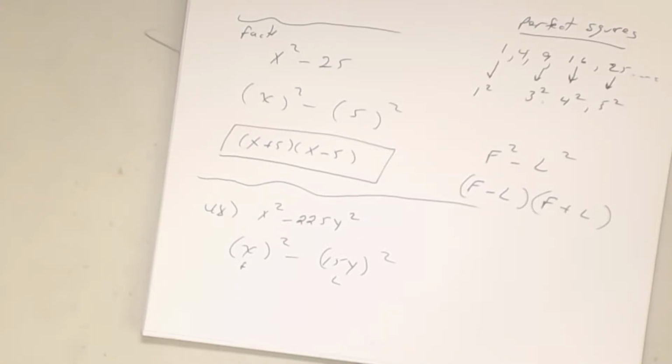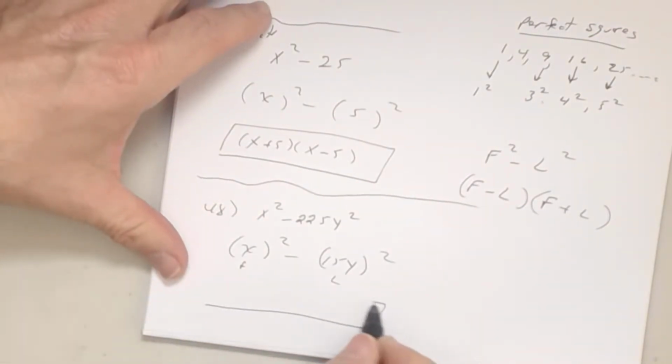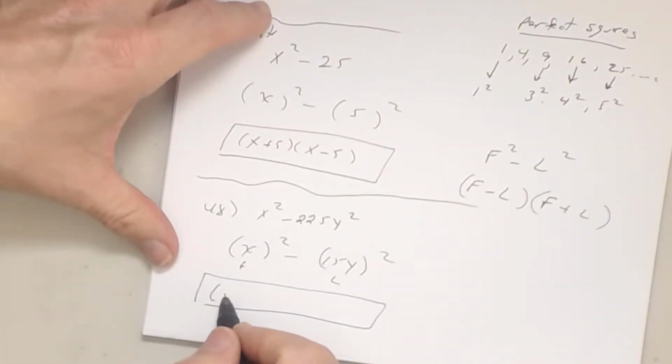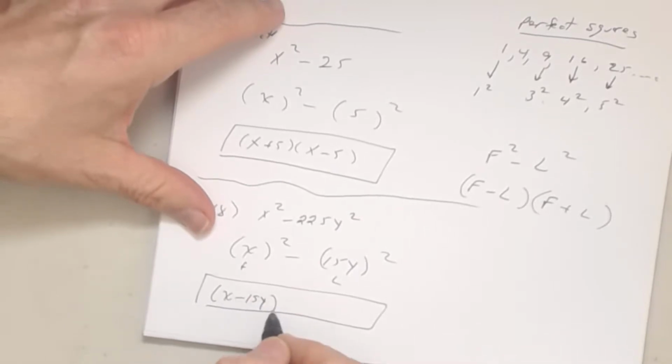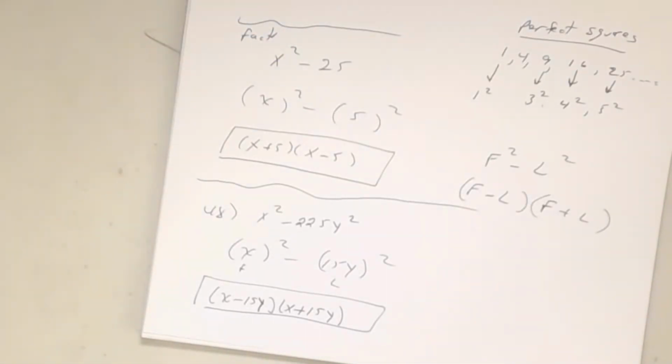Now I can factor. What is the answer? F minus, x minus 15y. Sorry. It's all right. That's y. And x plus 15y. That's it. There's your answer. Okay. So that was the difference of two squares. See how simple that is? Not difficult.